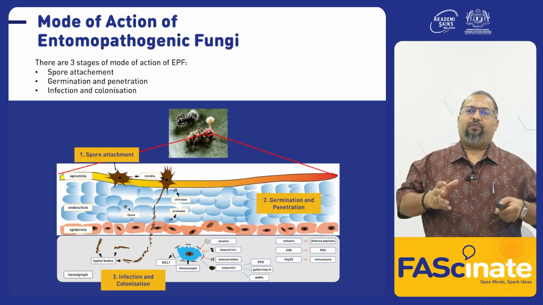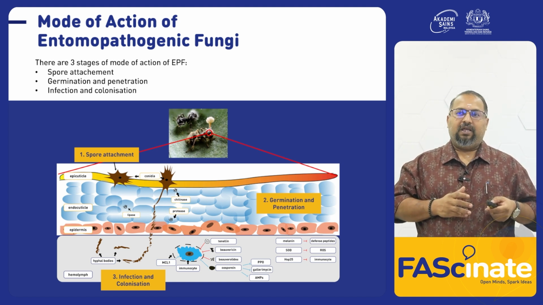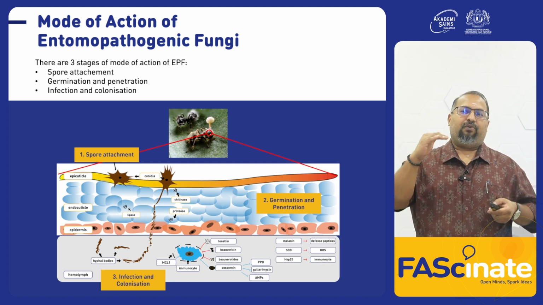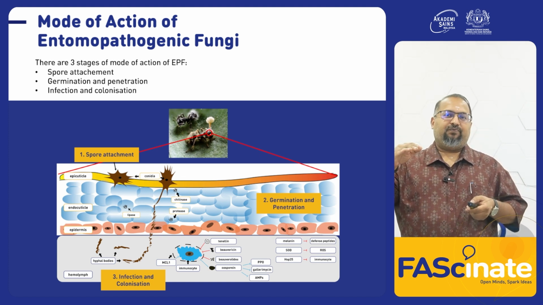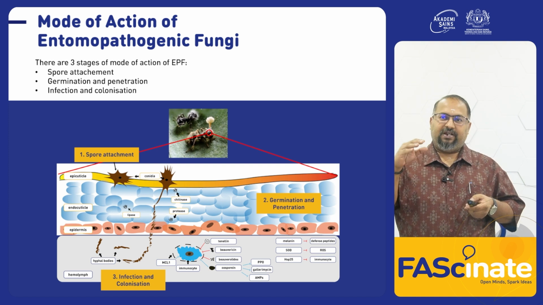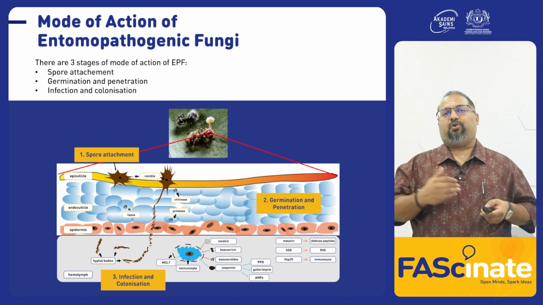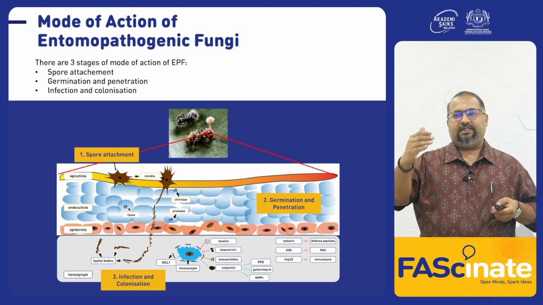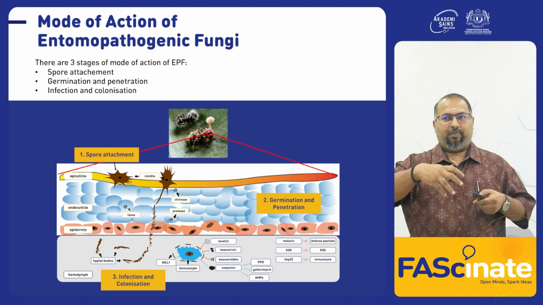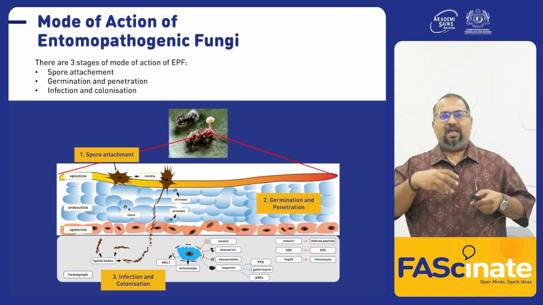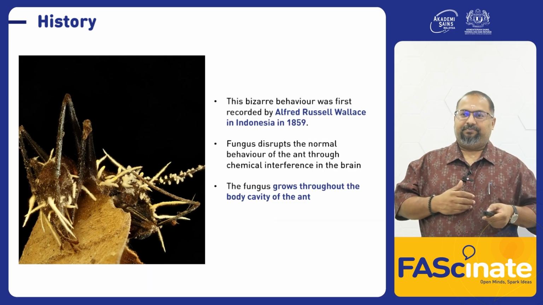As for the mode of action of entomopathogenic fungi, which is also the zombie fungi group, we have three stages. As you can see from the figure, spore attachment is the first process, germination and penetration is the second process, and infection and colonization is the third process. Through all these phases, a zombie fungus invades the population of arthropods and kills them, and gains its beneficial role in the ecosystem.